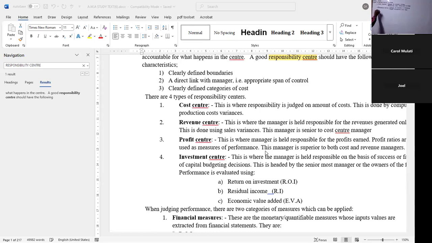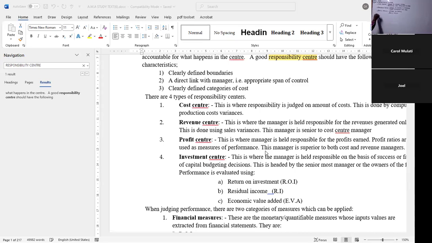Number 3 is profit center. Now, in the profit center, it is judged on profits. And what do we use to measure this? It is the profit ratios. Profit ratios will be used in measuring this.